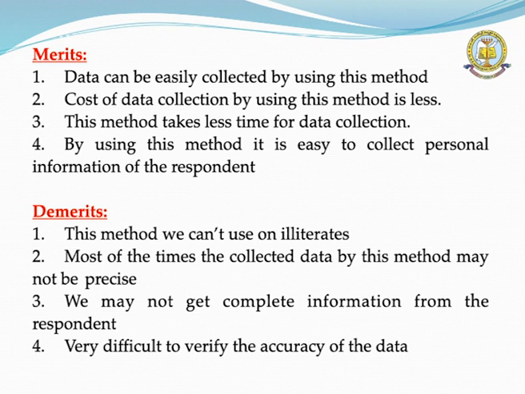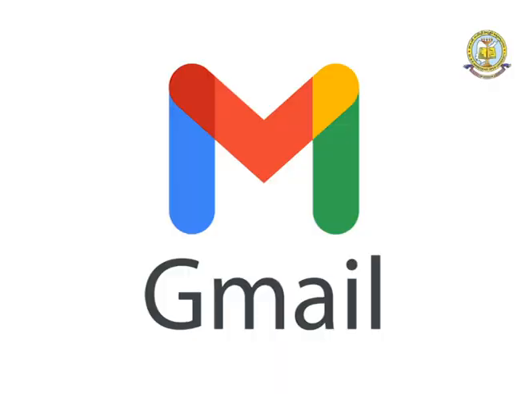Demerits: this method we cannot use on illiterates. To mail, one has to create a mail, the respondent also has to have a mail, and the investigator also has to have a mail. So mail means it is an electronic device, so that's why illiterates can't use this method.